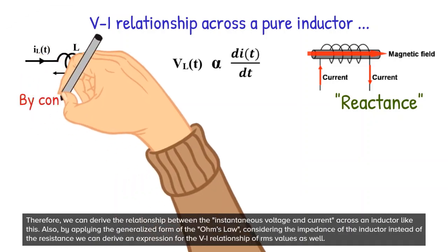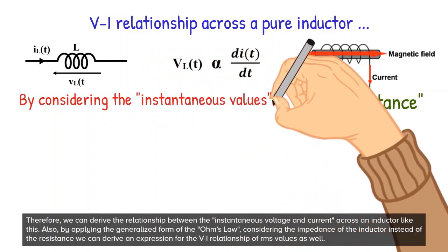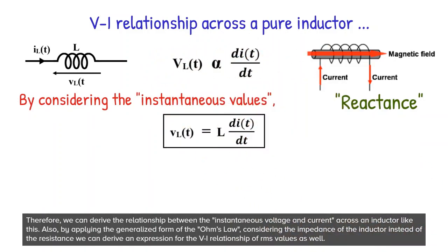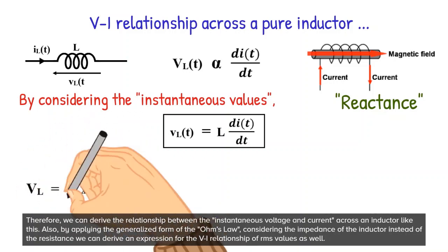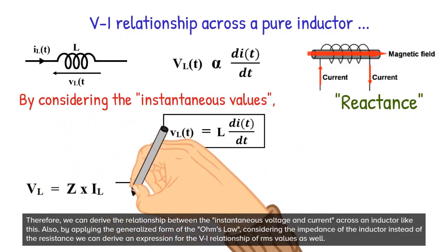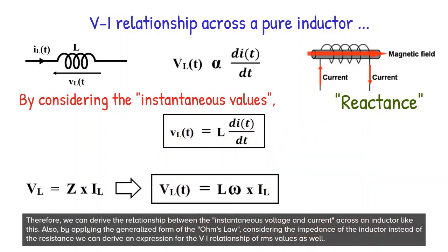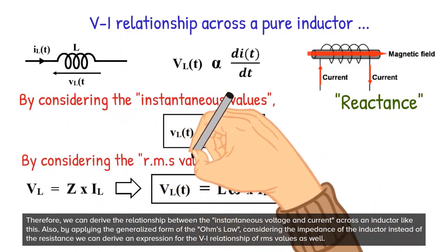Therefore, we can derive the relationship between the instantaneous voltage and current across an inductor, like this. Also, by applying the generalized form of Ohm's law, considering the impedance of the inductor instead of the resistance, we can derive an expression for the VI relationship of RMS values as well.